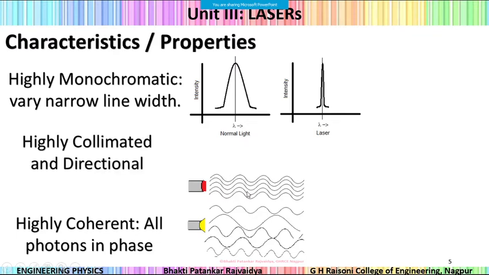Then third property, the laser light is highly collimated and directional. Now collimated and directional, so it's very simple. If you take the laser pointer, then whatever is the size of the beam at the time when it is emitted from the opening, same will be the size of the beam when it is going to fall somewhere. So it has very little beam spread. It is highly directional or collimated.